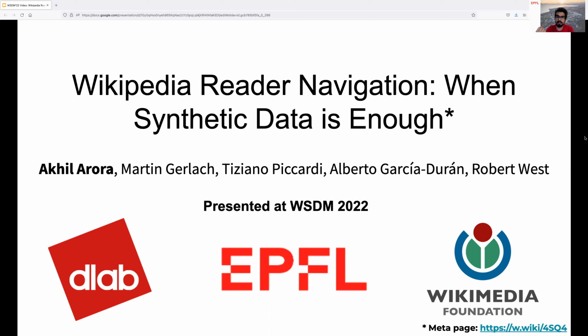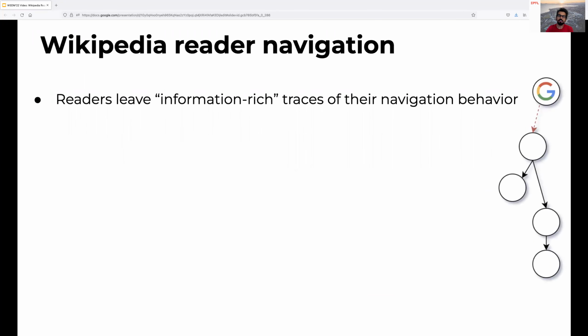This is joint work with Martin Gerlach from the Wikimedia Foundation, my colleagues from the Data Science Lab, and my advisor Bob West. When users browse any website, they leave information-rich traces of their navigation behavior, which further tells us how these users interact with or consume the content provided by these websites. In the context of Wikipedia, these traces can be thought of as depicting the learning pathways taken by the Wikipedia readers.